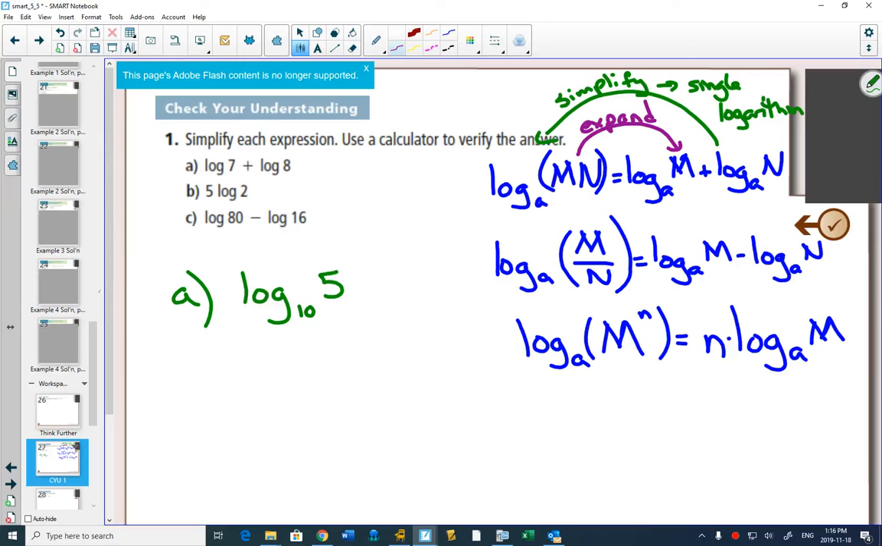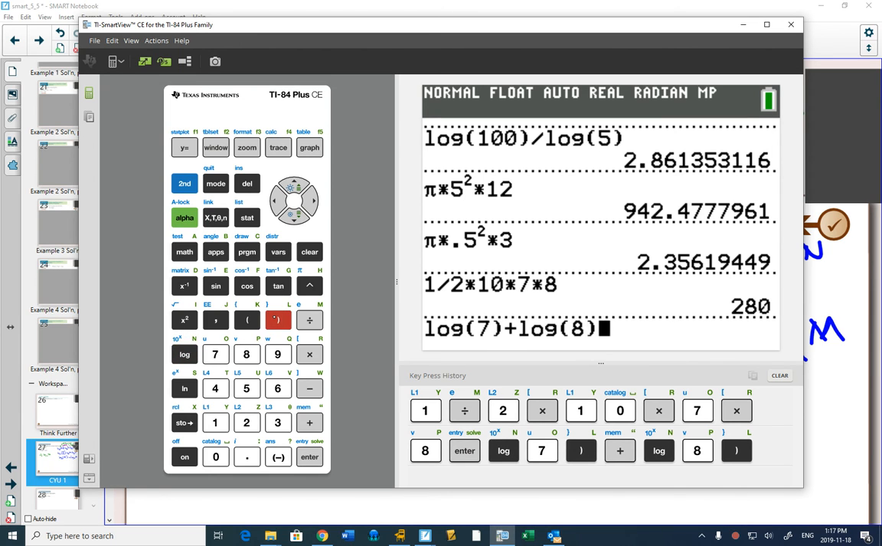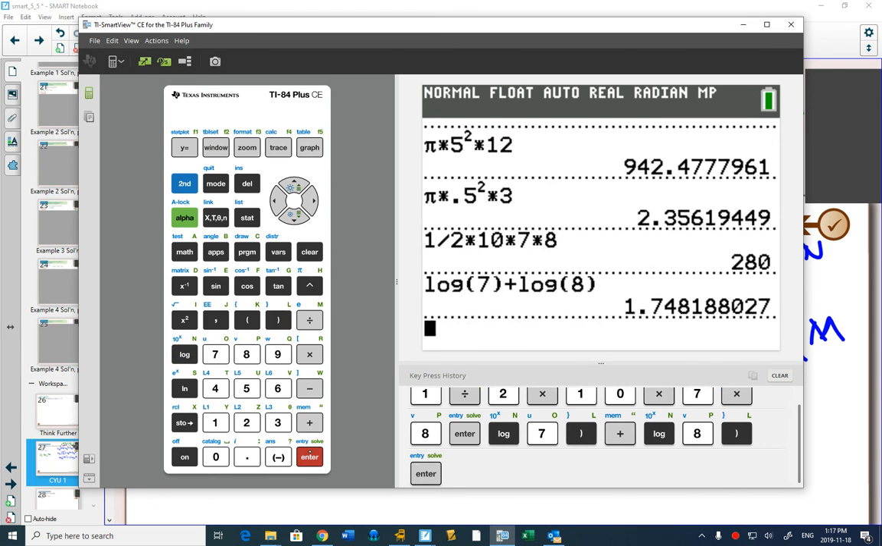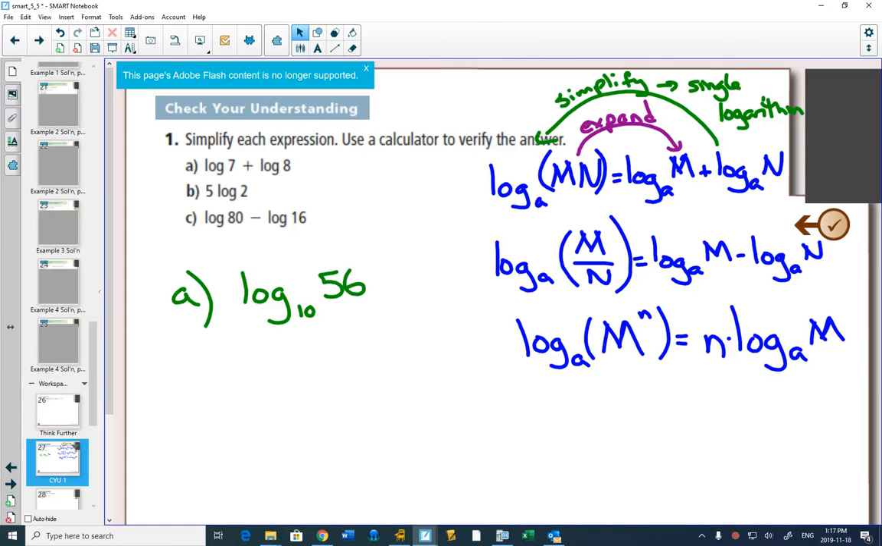7 times 8 is 56. So we've written it as a single logarithm. We've simplified it. When it says use your calculator to verify, they just want you to check: log 7 plus log 8, push enter, get some weird decimal. Is it the same as log of 56? Yes, it is. So we can verify with our calculator that the two expressions are the same.